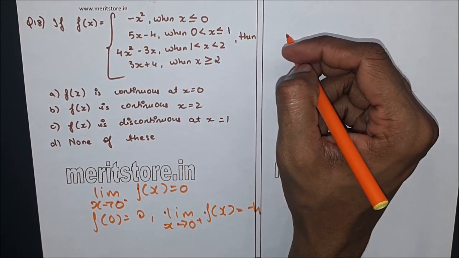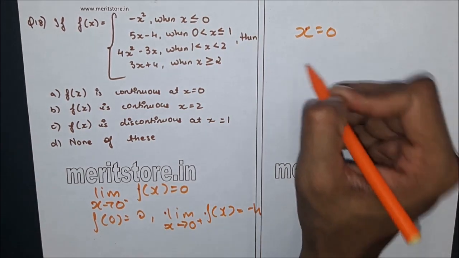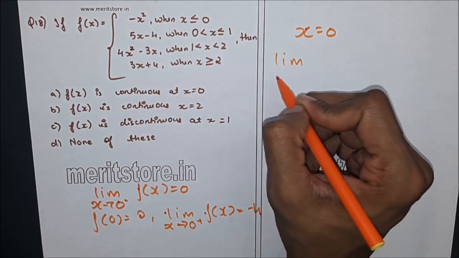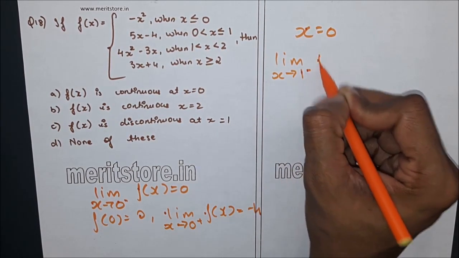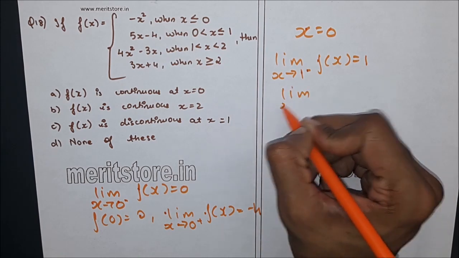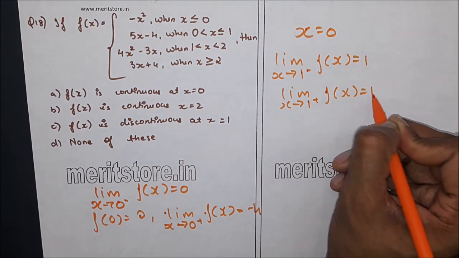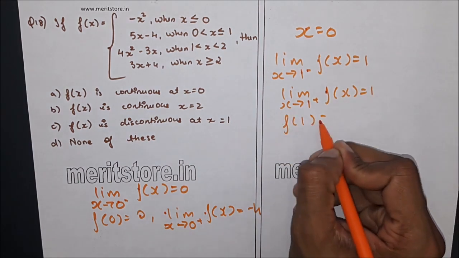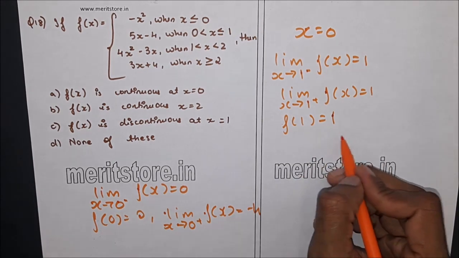So we see f of x is discontinuous at x is equal to 0. Now the limit x approaches to 1 from the left hand side, we get f of x is equal to 1, and limit x approaches to 1 from the right hand side, we get f of x is equal to 1. So f of 1 is also equal to 1. So hence f of x is continuous at x is equal to 1.